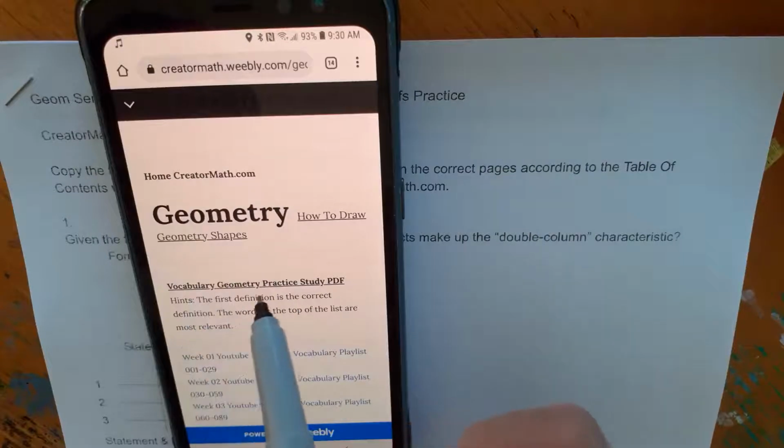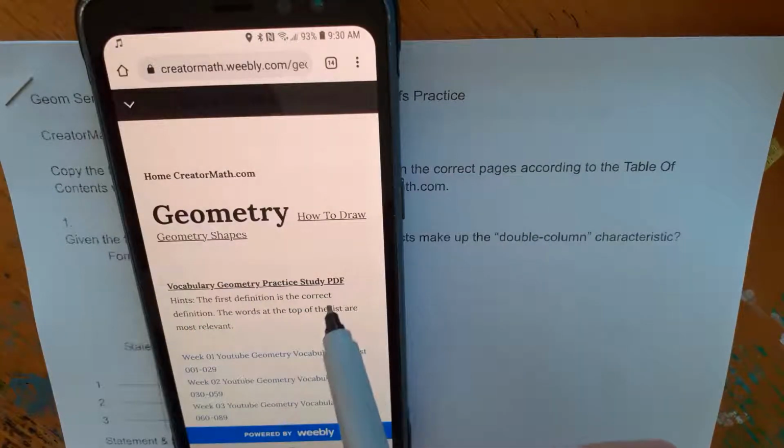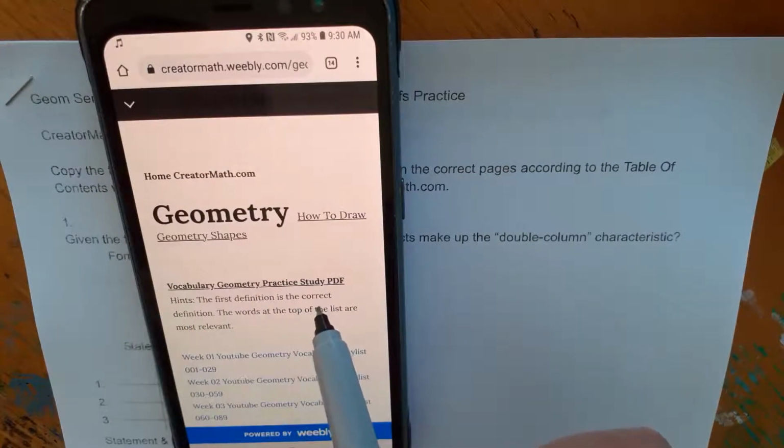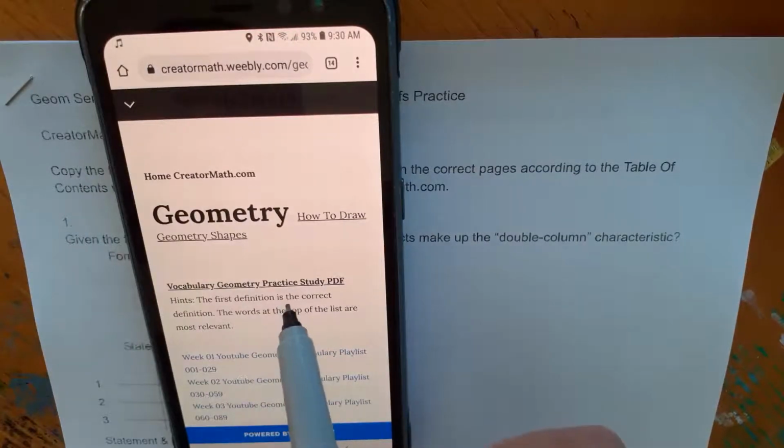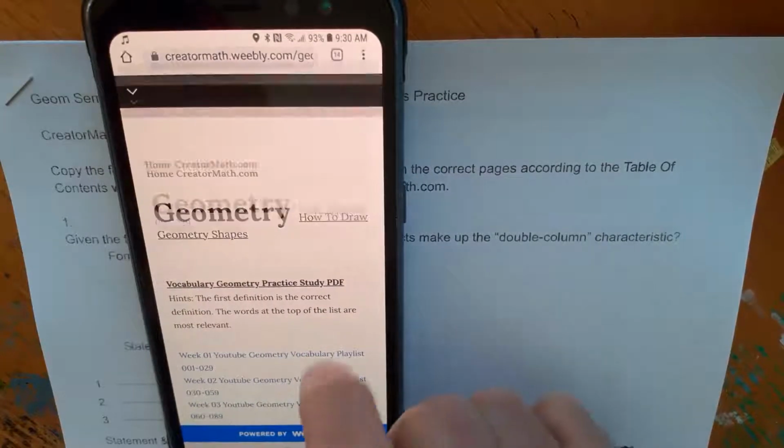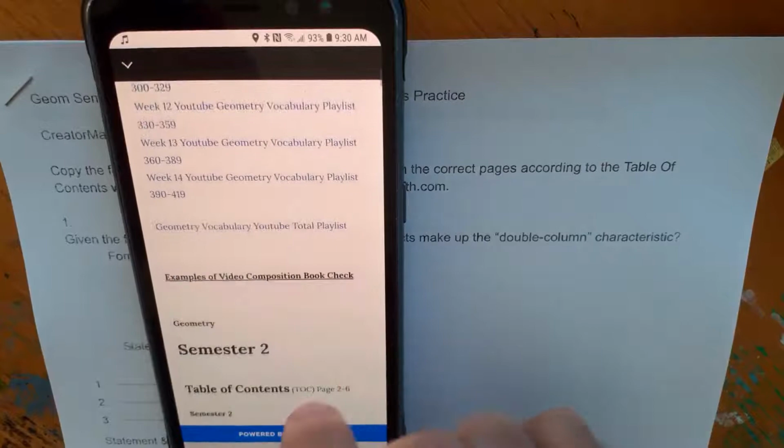So here is the vocabulary geometry practice study PDF. If you're not getting 100% on your practices for vocabulary for geometry, then you don't know how to open up this document and search it. Please figure it out. It's going to save you a lot of time and help you get your grade right and maybe even learn a little bit more.